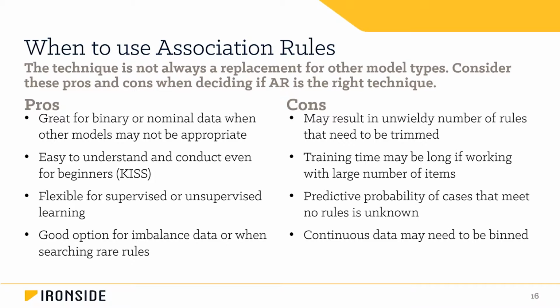Association rules are great for binary or nominal data, especially when you have a large number of inputs. If you're trying to do data reduction or clustering, sometimes it's just not appropriate to do that with this type of data. And association rules allows you to do that, to filter it down and come up with, instead of 1,000 fields, maybe 100 rules that you could then move forward with.